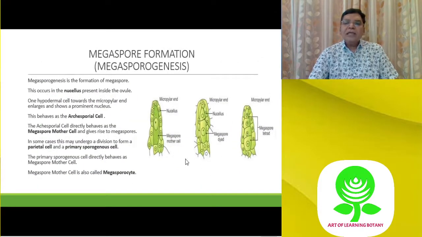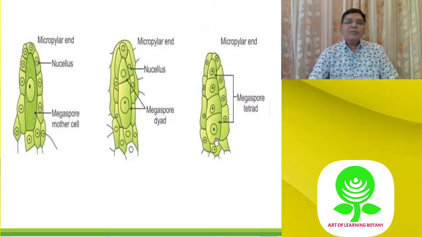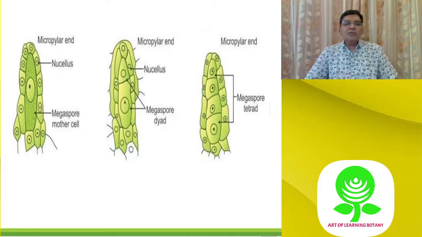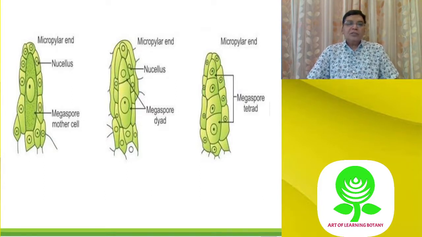Now, in some cases, you will find the archesporial cell divides by a transverse division to form the parietal cell and the primary sporogenous cell. In that case, the primary sporogenous cell behaves as the megaspore mother cell. After the megaspore mother cell is formed, which is a diploid structure, there must be a reduction division to go to the gametophytic stage. So that division is meiosis.